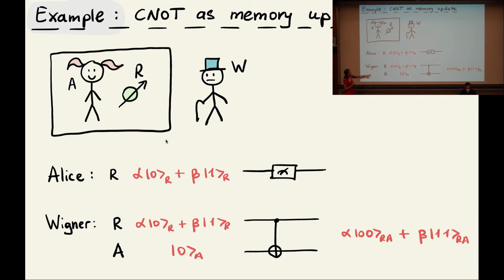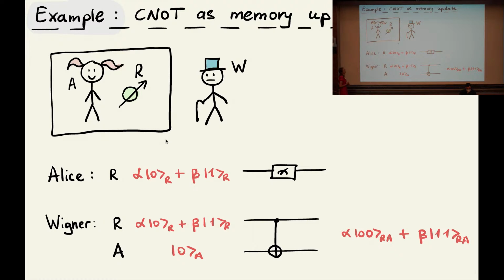So for example, if Alice's initial state of the memory is 0, and she is measuring the system R, which is in a state alpha 0 plus beta 1, after applying the C0, the joint state of R and A becomes alpha 0,0 plus beta 1,1. So if Alice measures system R in state 0, she writes down the 0. If she measures the system R in 1, she flips the state of her memory.